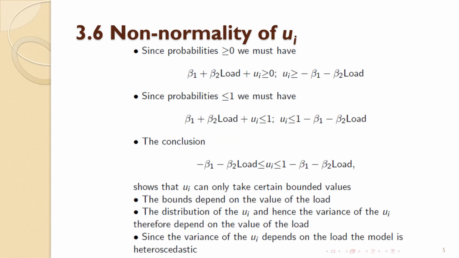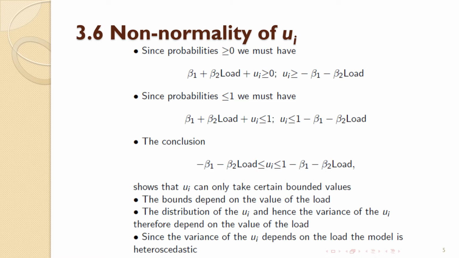So this should say here the heteroscedasticity of the UI. Since the y variable in the regression model is a probability, then you must have that it is greater than or equal to 0, which gives you the first bound for UI, and then the probability must be less than or equal to 1, so this gives you the second bound for UI. So the conclusion again is that the UI can only take certain bounded values. The bounds depend on the value of the load.